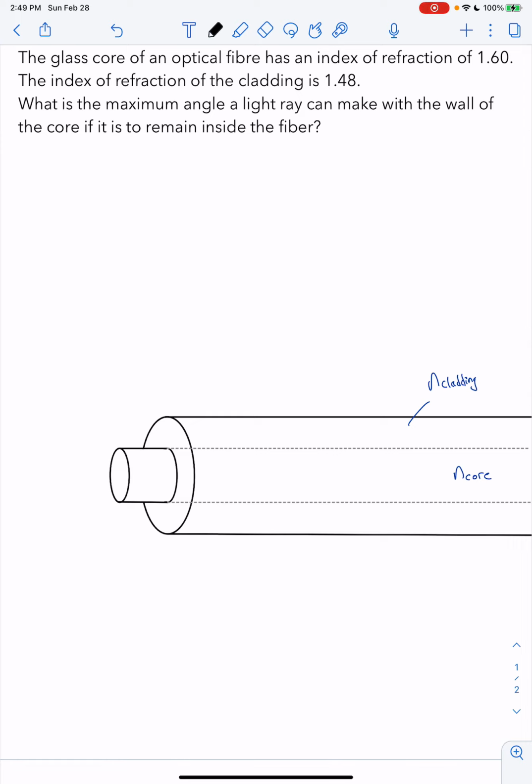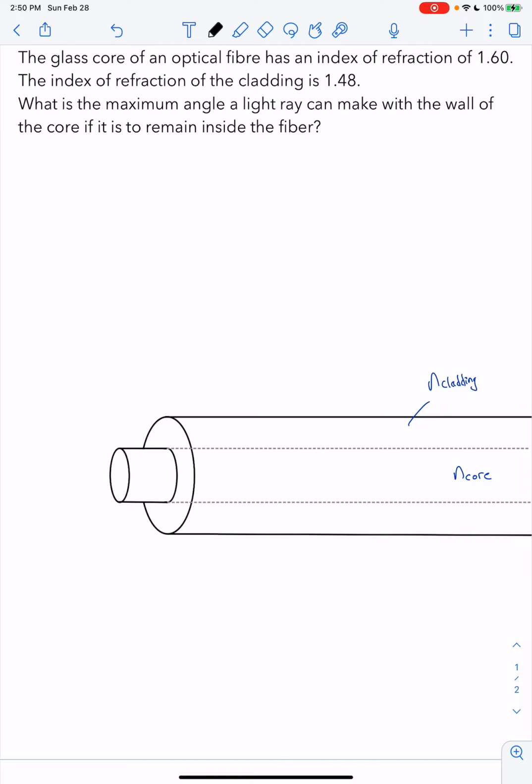Let's take a look at this question about optical fibers, which are incredibly useful. It says that the glass core of this optical fiber has an index of refraction of 1.60. The index of refraction of the cladding, which is the outer part of the fiber, is 1.48. So it asks us what the maximum angle the light ray can make with the wall of the core is if it is to remain inside the fiber.